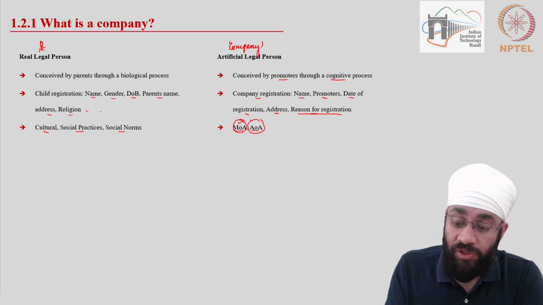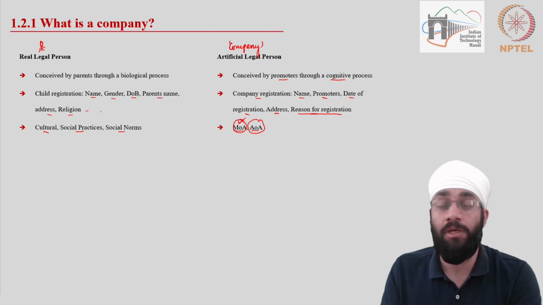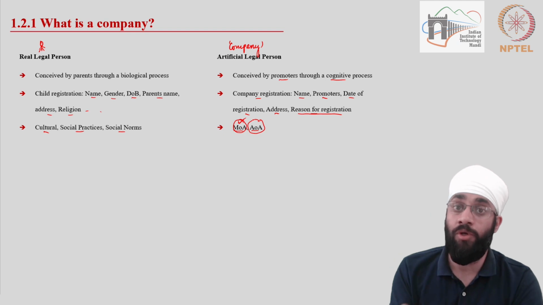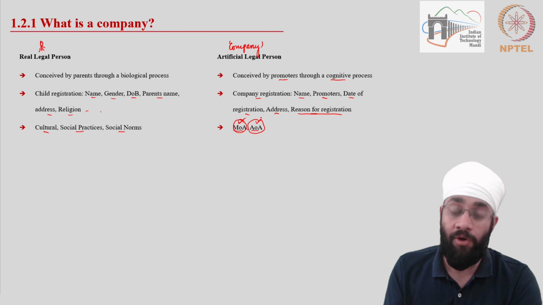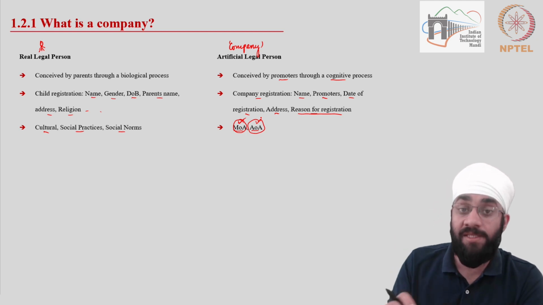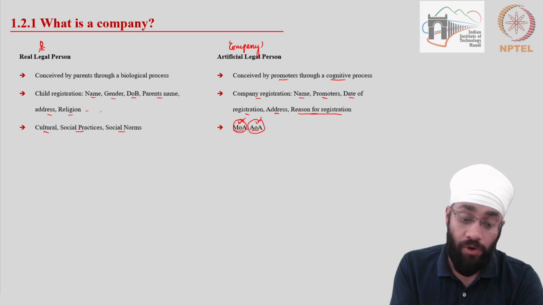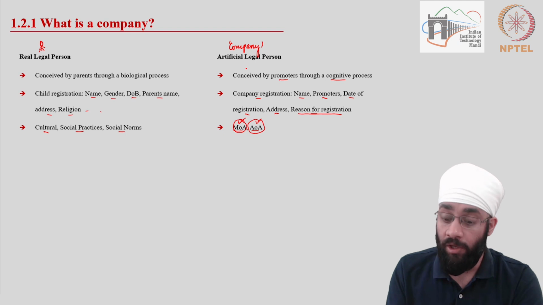Then, in order to achieve the objectives given in the memorandum of association, how is the company going to function? How is the company going to take various decisions? Which person in the company is going to have what power? All of that is presented in a document called the articles of association. Now, don't worry about the details of these documents. I'm only trying to contrast the cultural and social norms that a real person will have with those that an artificial legal person, the company, will have.